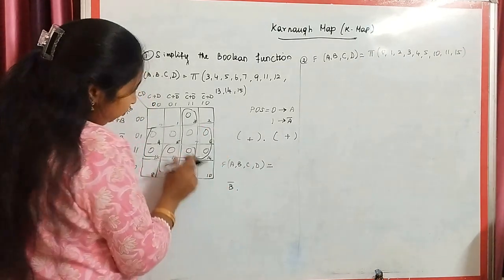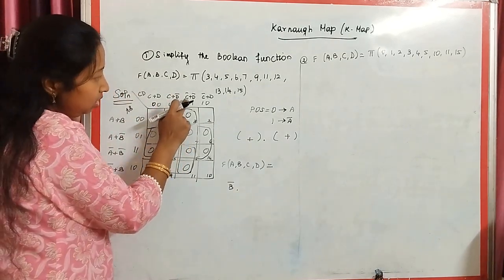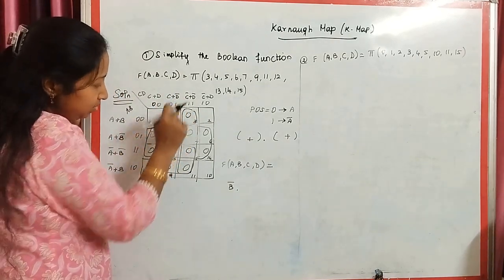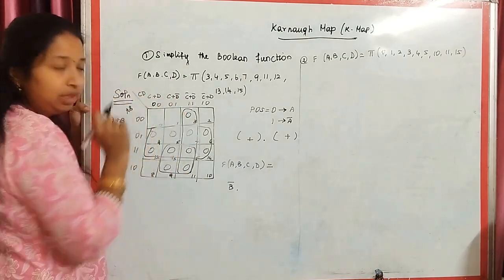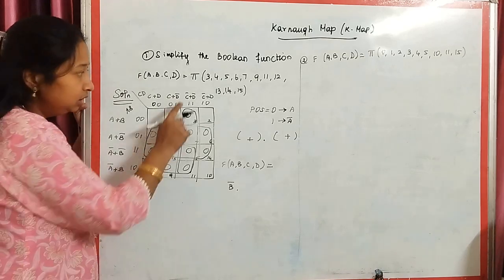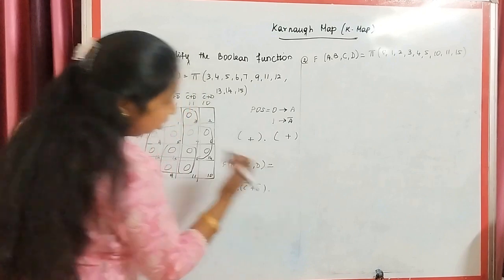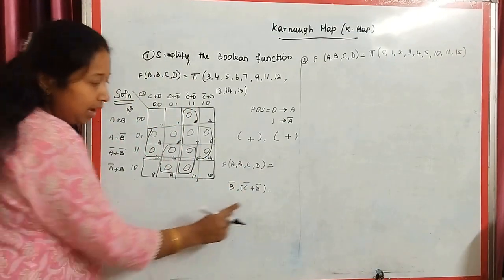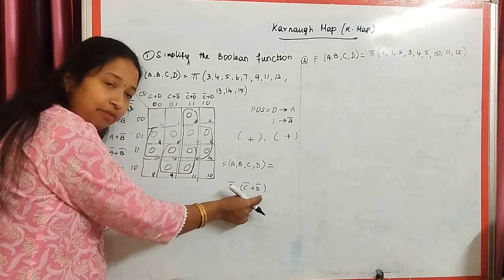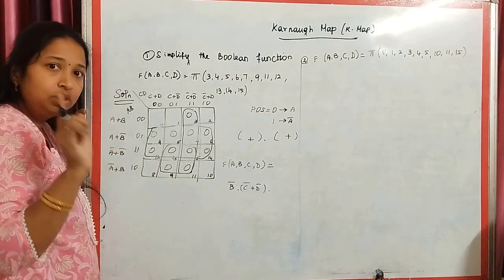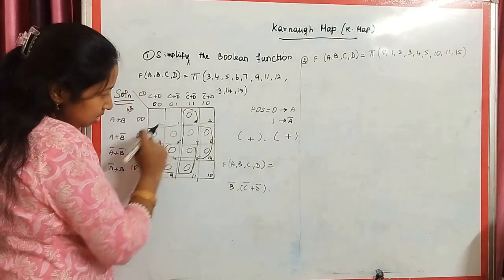Fine. Now for this vertical, considering the horizontal, for this particular 0 alone, these two terms are common. For this again, these two terms are common. For this element again, these two terms are common. For this element again, these two are common. Right? So can I write that? It is C bar plus D bar, dot. I put a dot here because it is the product of the sum terms, where every sum term corresponds to one bubble. Now we are done with this particular quad.